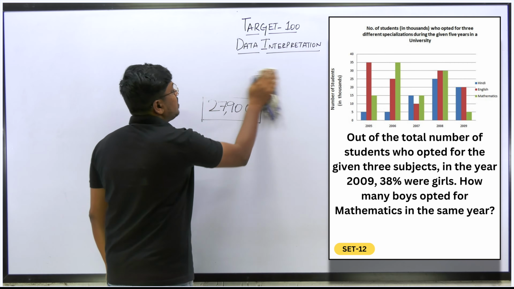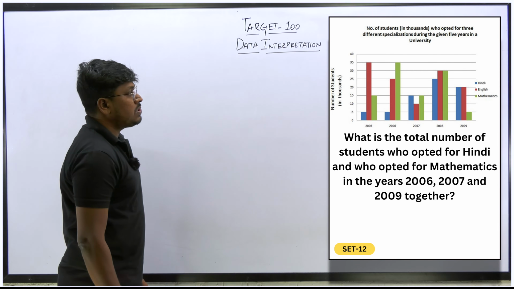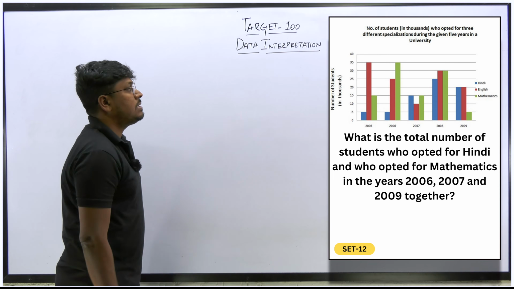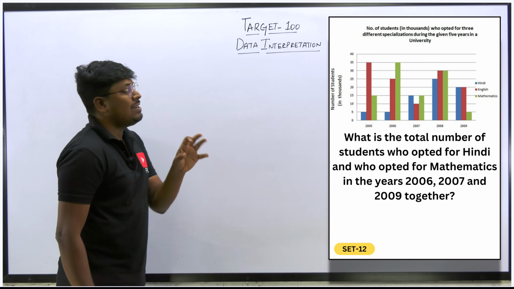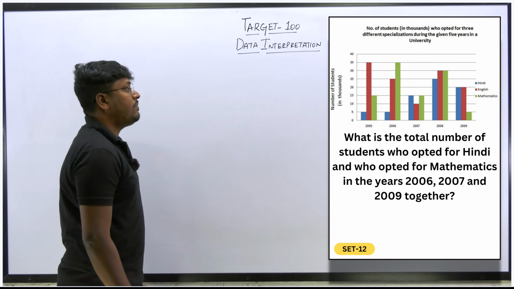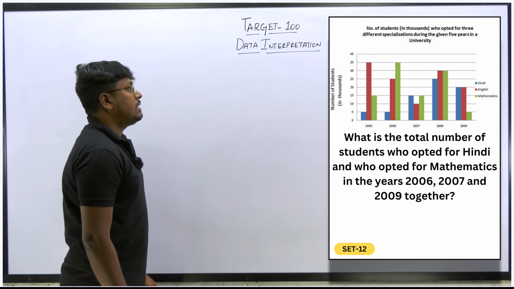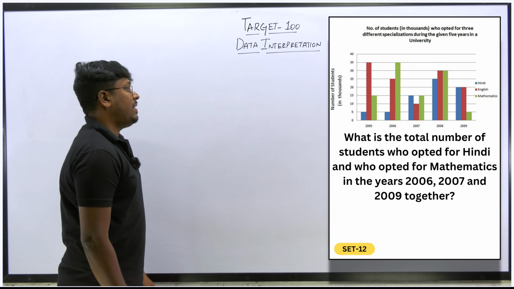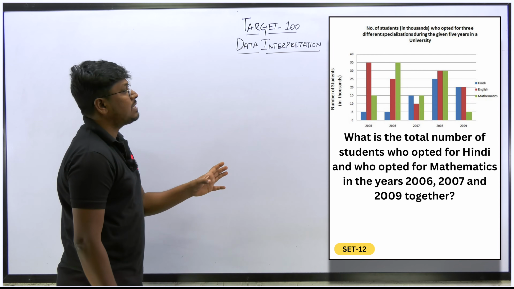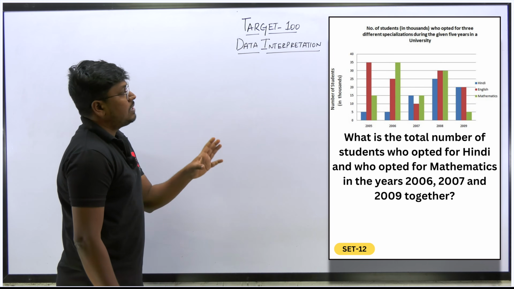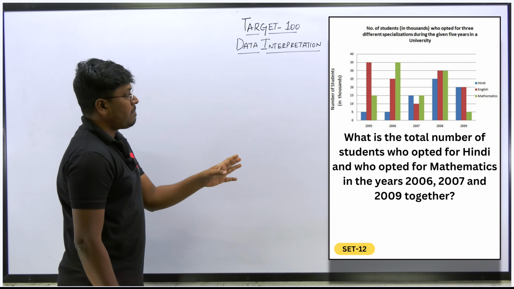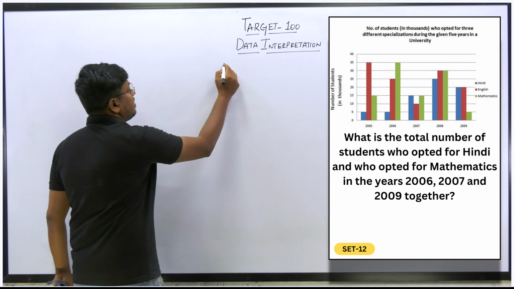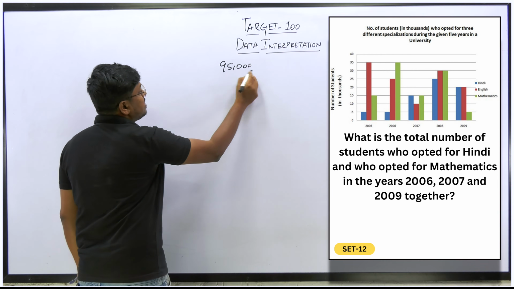Next, the total number of students who opted for Hindi and who opted for mathematics in the 3 years 2006, 7, 9. So we just need to find the total. That's it, right? So what is the total here? 5 plus 35 plus 15. So 35 plus 5 will be 40. 40 plus 15, 55, 65, 70, 80, 90 plus 5 will be 95. So 95,000. That's it, because all the values are in terms of 1000.